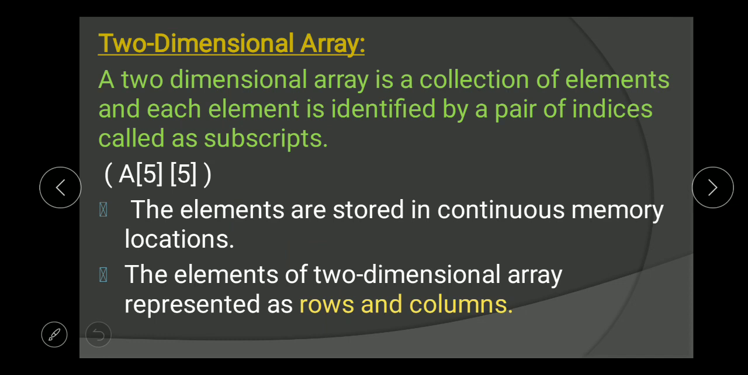Next is two-dimensional array. A two-dimensional array is a collection of elements, and each element is identified by a pair of indices called subscripts. Example: a[i][j]. These are the two indices of the array. This we call a two-dimensional array. The elements are stored in contiguous memory locations. The elements of a two-dimensional array are represented as rows and columns.